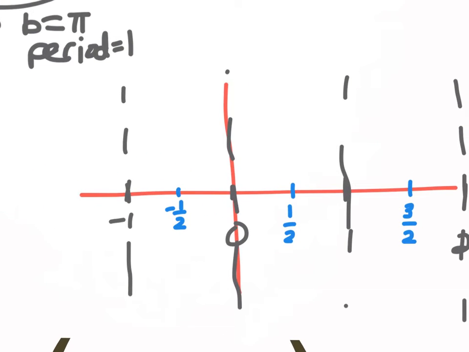Cotangent goes up, left, down, right. So a quarter of the way in, I'm going up to positive 1. And then 3/4 of the way into negative 1, a quarter of the way in up, 3/4 of the way in down, a quarter of the way in up, and 3/4 of the way in down.